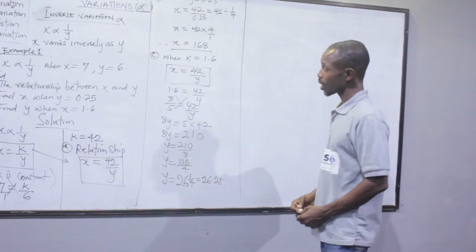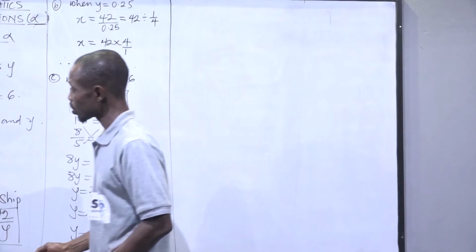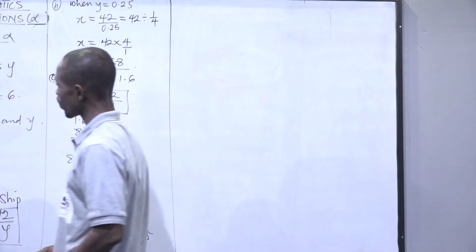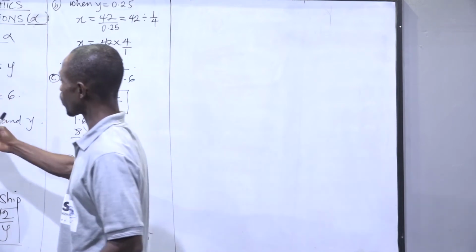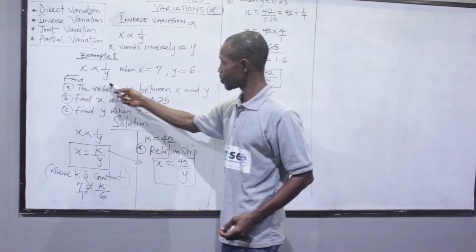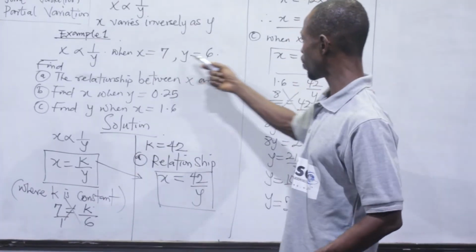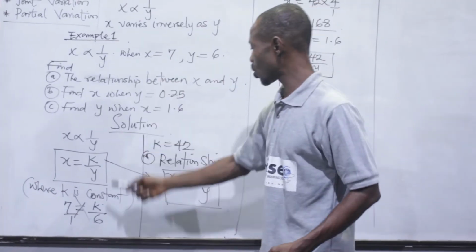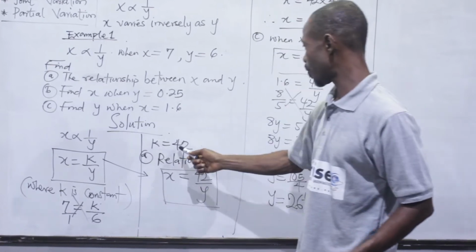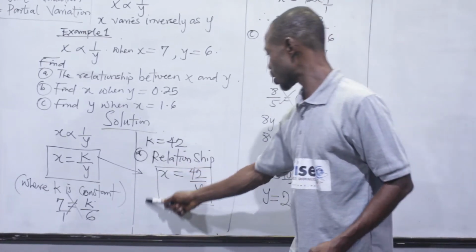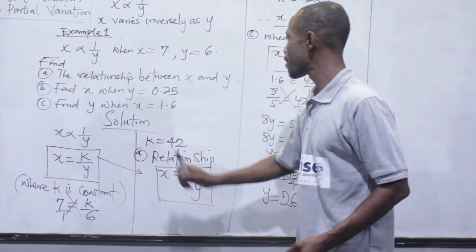This is a clear example of inverse variation. X varies inversely with y. See it here. The first two numbers stated will be used to establish a constant, which you have, and create a relationship, which we've done here.